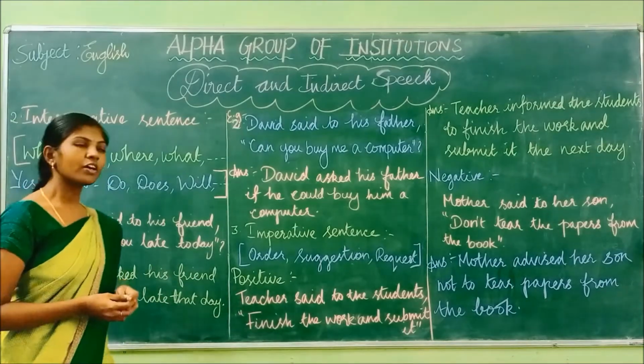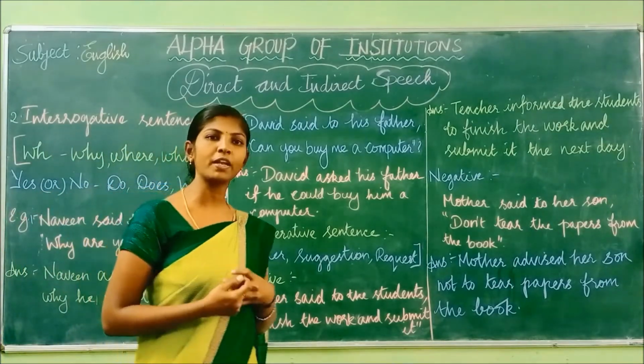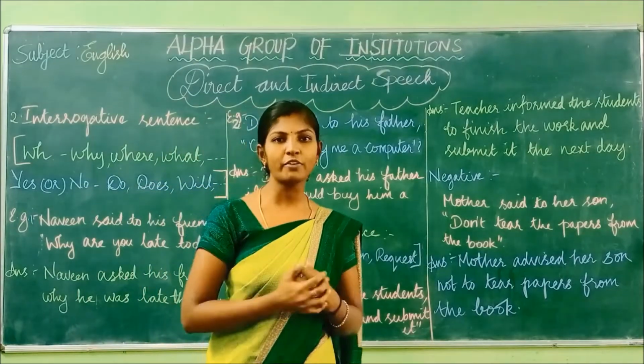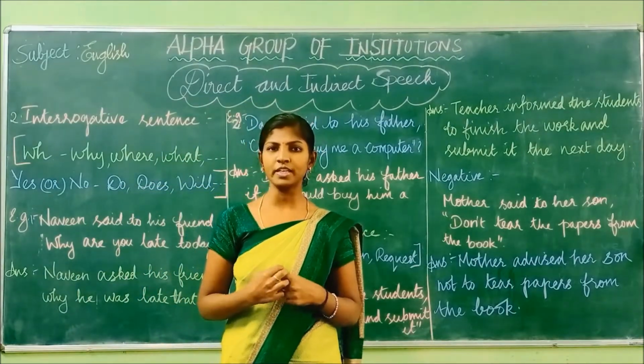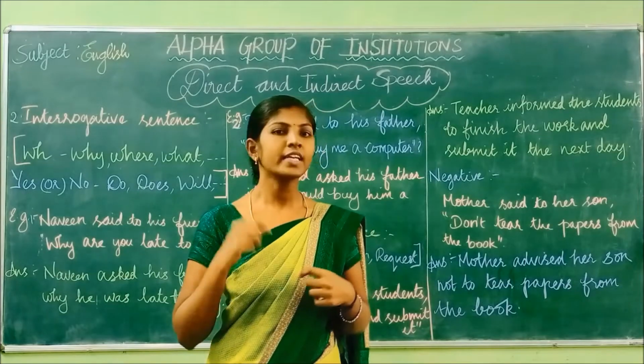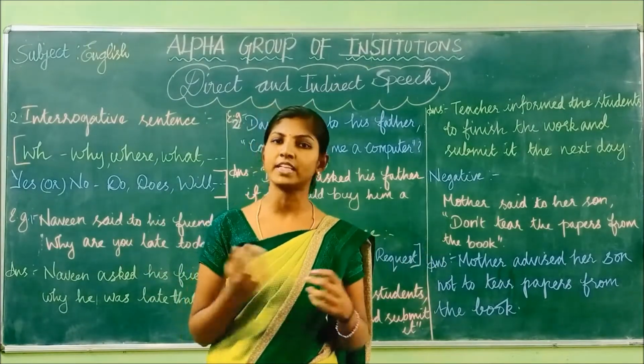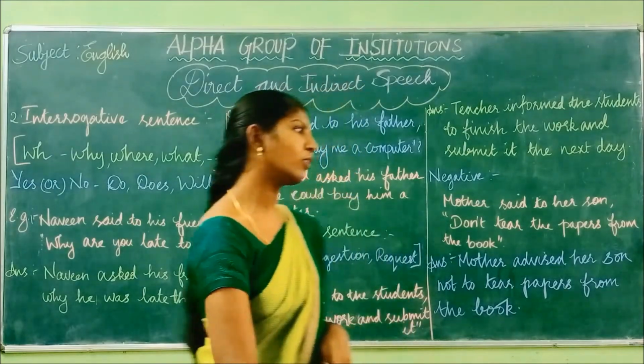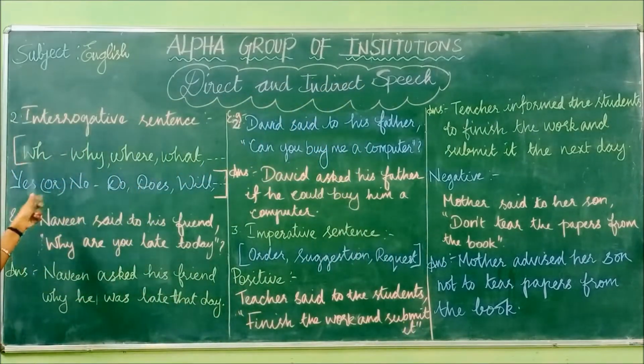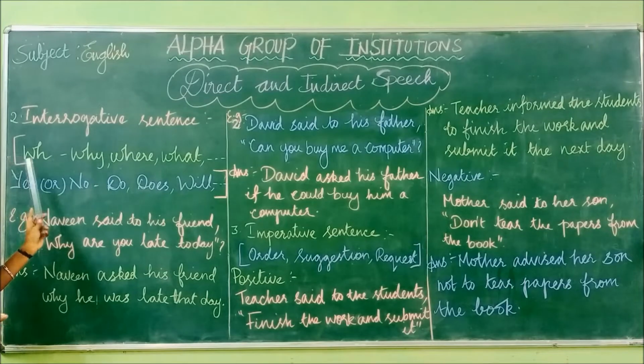For example, for a yes or no question, if I ask you, do you have a pen? How will you answer me? You have to answer me, yes, I have a pen, or no, I don't have a pen. That is called yes or no questions. So, interrogative sentences are WH question framing sentences and yes or no sentences. Okay, so those are called interrogative sentences.